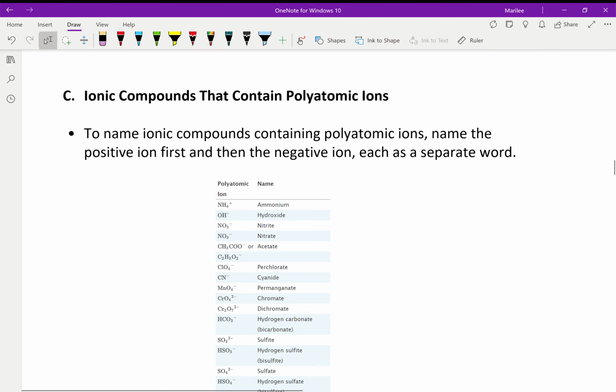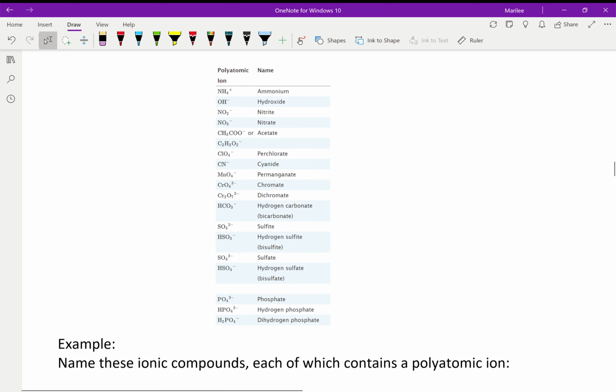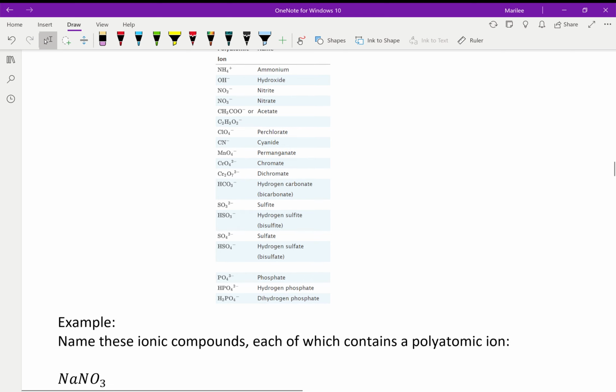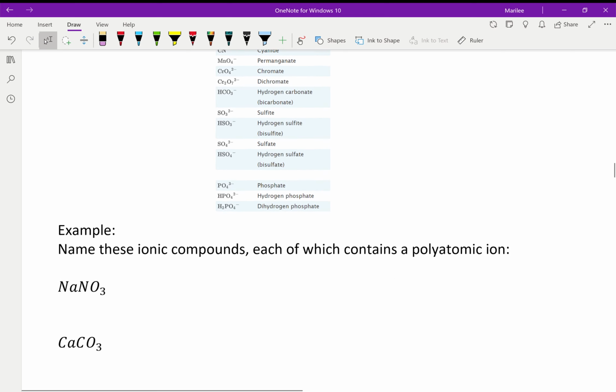Now I'm going to go over the ionic compounds that contain polyatomic ions. To name an ionic compound containing polyatomic ions, name the positive ion first, followed by the negative ion, and each is a separate word. So we have our polyatomic ions table here. I am repeating that table. An example here says, name these ionic compounds, each of which contains a polyatomic ion.